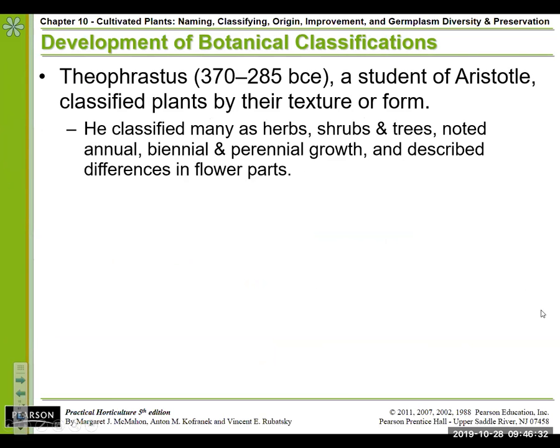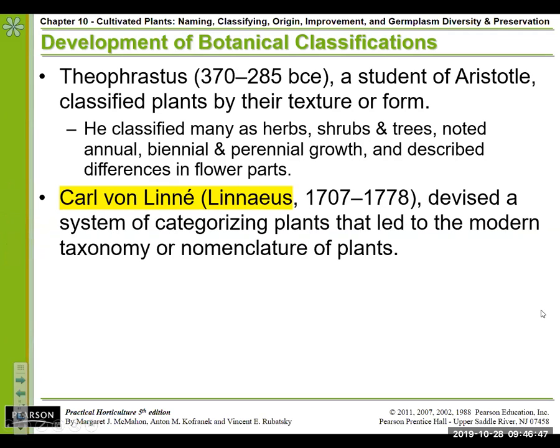So Theophrastus, back to him, was a student of Aristotle, and he classified plants based on their texture and or form. And he began to actually name them based on these characteristics. The problem with Theophrastus, though, is that he's basically just describing them using Latin words, and ended up with sometimes 5 or 10 words to describe a single plant. That's a little too difficult.